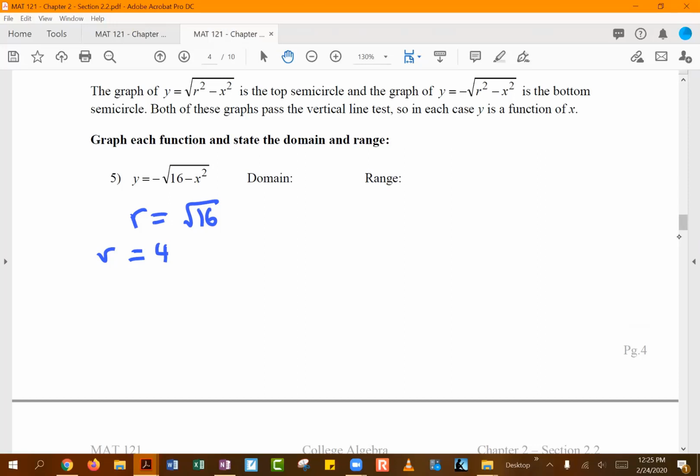Very nice. Yes, you have a negative in front of the square root. So this guy is a bottom semicircle. Identify your radius. And then the positive or negative: positive, we don't really put the sign, but if you see a negative there, you know it's a bottom semicircle.